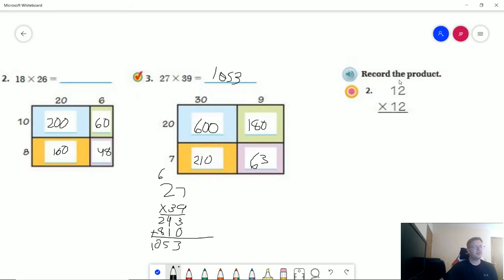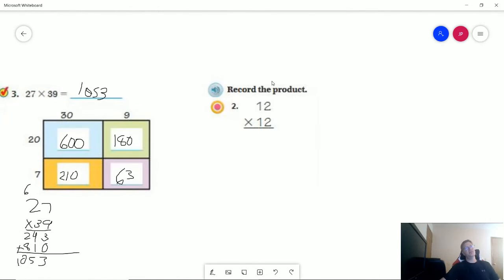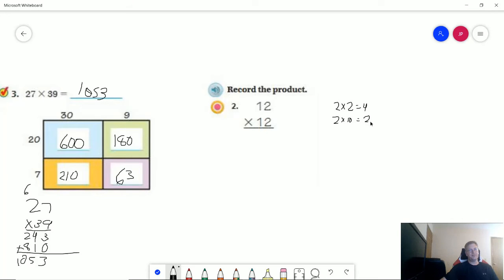I am going to show an example of something that they're going to ask students to do using this problem. So the first thing I'm going to be doing is saying that I'm doing 2 times 2, which is 4. The next part I'm going to be doing is 2 times 10, which equals 20. The third thing I'm going to be doing is 10 times 2, which again equals 20. And then I'm doing 10 times 10.